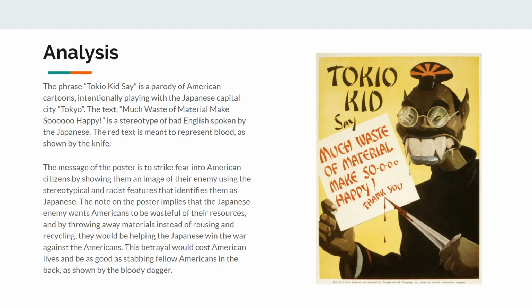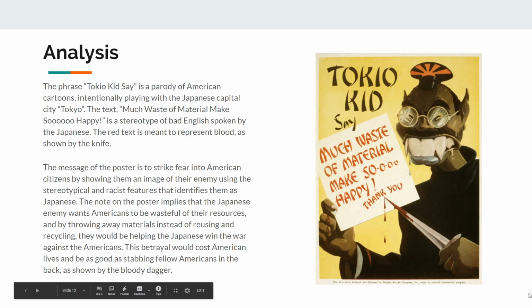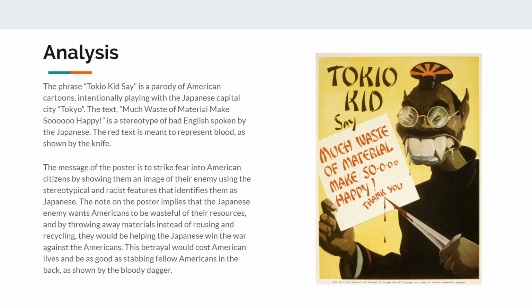Next up, again, we'll keep on going, it's detailed. The phrase "Tokyo Kid Say" is a parody of American cartoons, intentionally playing with the Japanese capital city Tokyo. The text, "much waste of material makes so happy," is a stereotype of bad English spoken by the Japanese. The red text is meant to represent blood, as shown by the knife.